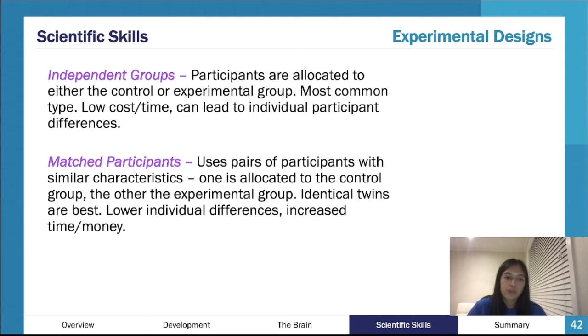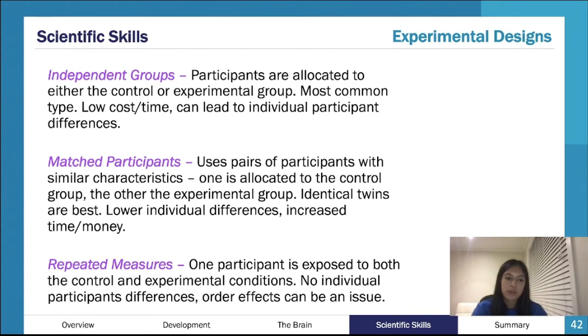So it controls for those individual differences, but as you can imagine, it's very time consuming and costs a bit more. And also if one person drops out, that whole pair is gone. So that's an issue as well. Repeated measures. So basically you've got one group of participants. They do both the experimental group and the control group kind of task. So this obviously is the best in terms of you don't have any participant differences because everybody is doing the same thing. However, you come into this idea of order effect.